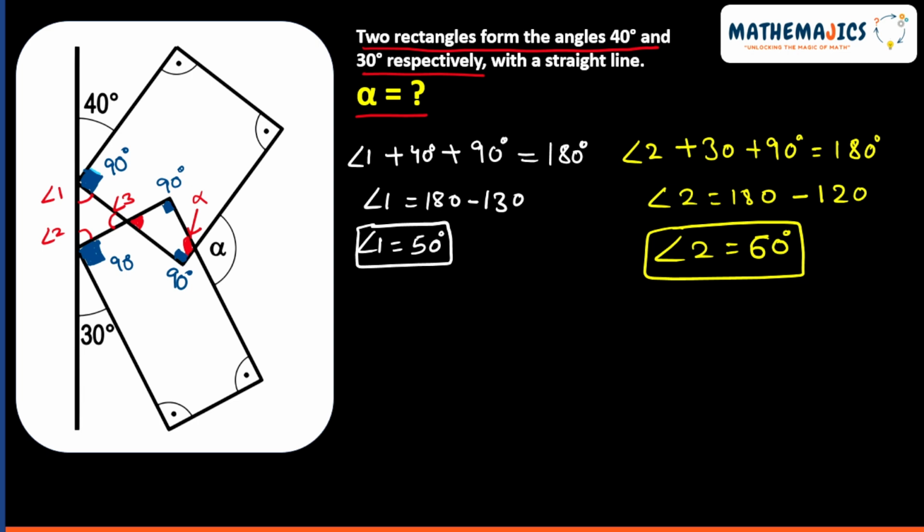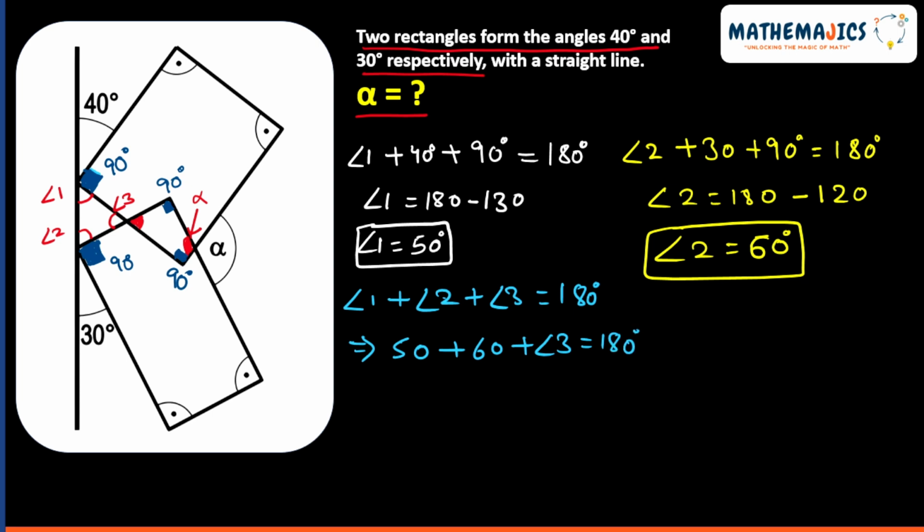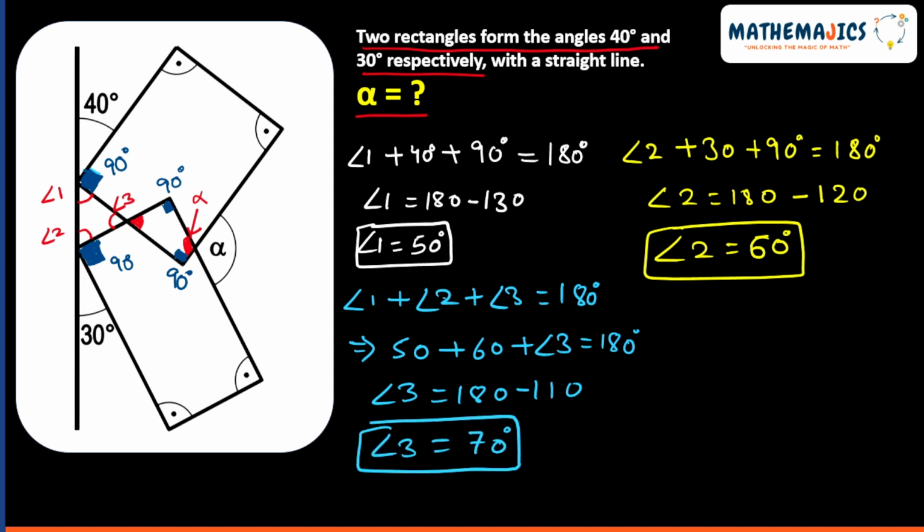Now let's see how we can find angle 3. Angle 1 plus angle 2 plus angle 3 will be 180. Why? Because you can see that these three angles, angle 1, 2 and 3, are angles of a triangle. So they add up to 180. Angle 1 is 50, angle 2 is 60, and easily we can find angle 3. So angle 3 will be 180 minus 110. That means angle 3 will be 70 degrees.